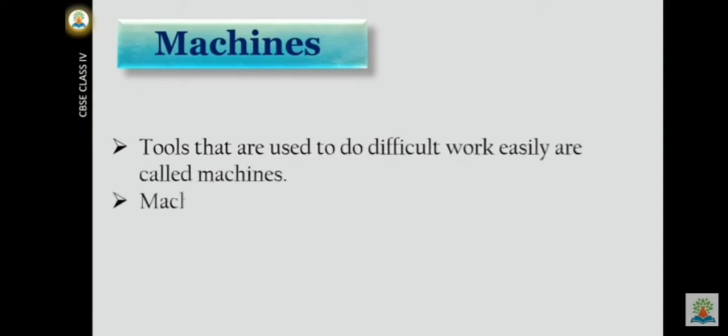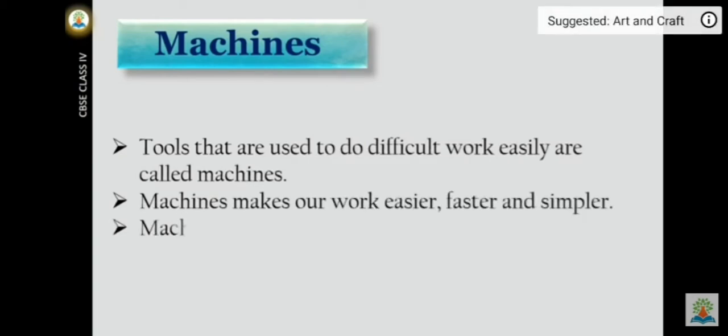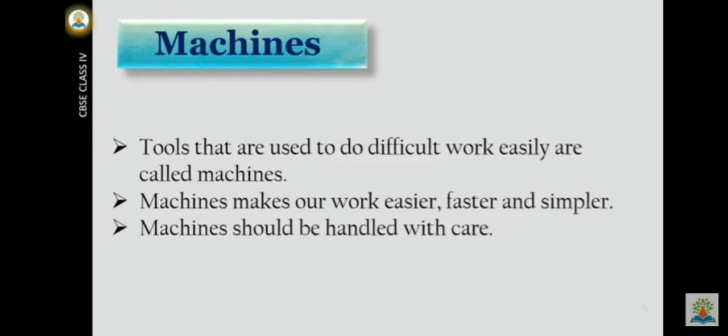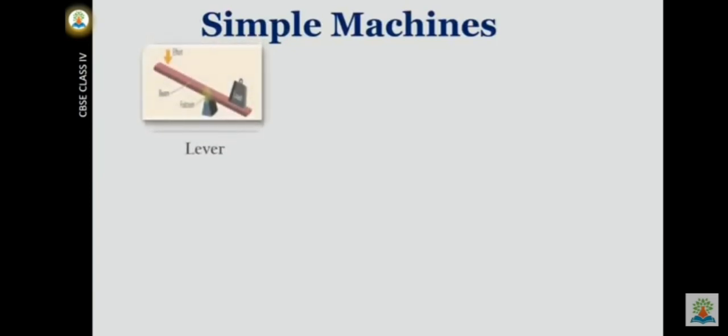हम एक जगह से दूसरी जगह heavy loads को transfer कर सकते हैं with these machines. So ये machines क्या हुई? These are the tools that make our difficult work easy, fast and simple. So these machines should be handled with care. Why? Because these machines change the direction of the force applied and increase the speed of the work that is going to be done. So let us study these simple machines in detail.